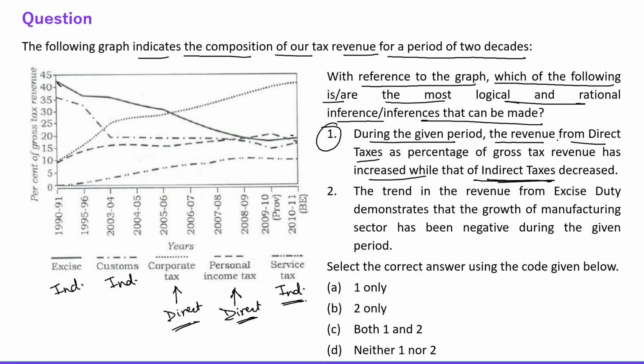During the given period, the revenue from direct taxes as the percentage of gross tax revenue has increased while indirect tax decreased. Yes, this is correct. So the first option is the correct choice.